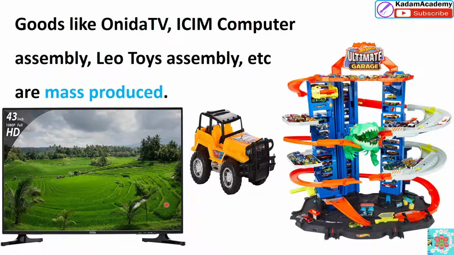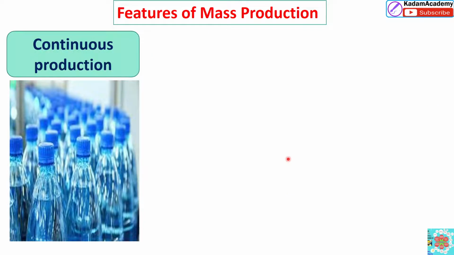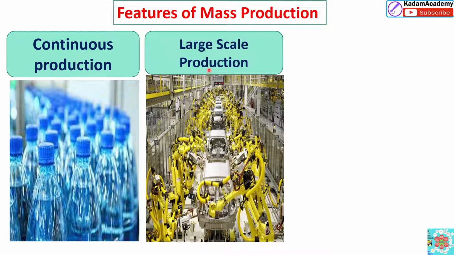So these various products are there. These are examples of mass production, like LED TVs by different companies, computer assembly, or Lego toys assembly. These are examples of mass production. Its feature is also continuous production. This is large scale production.